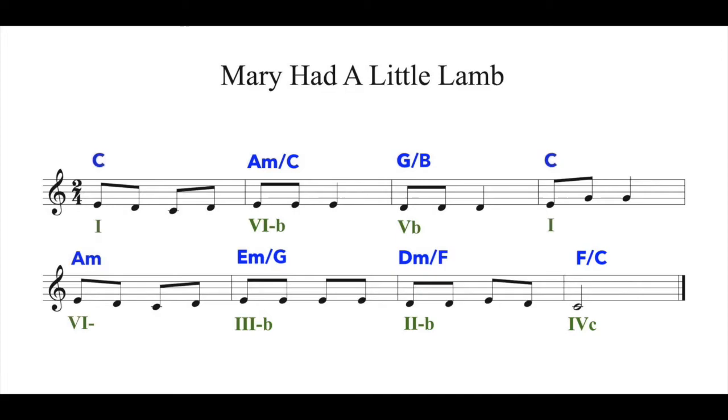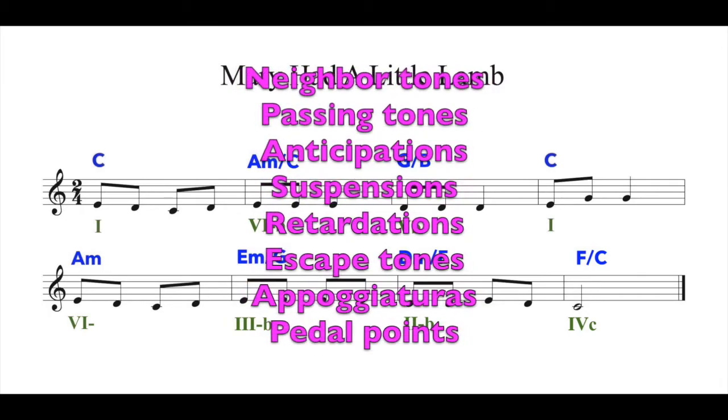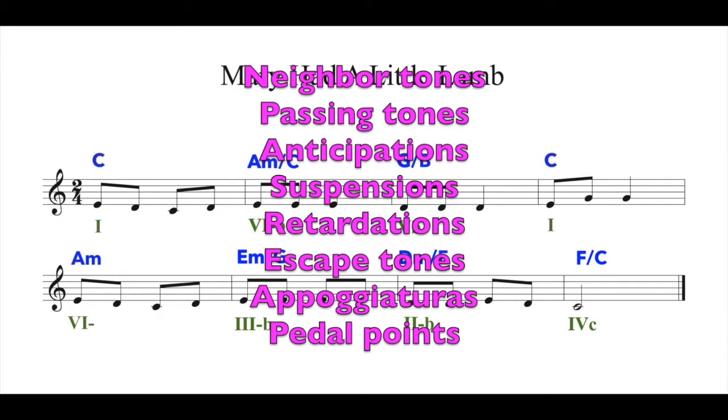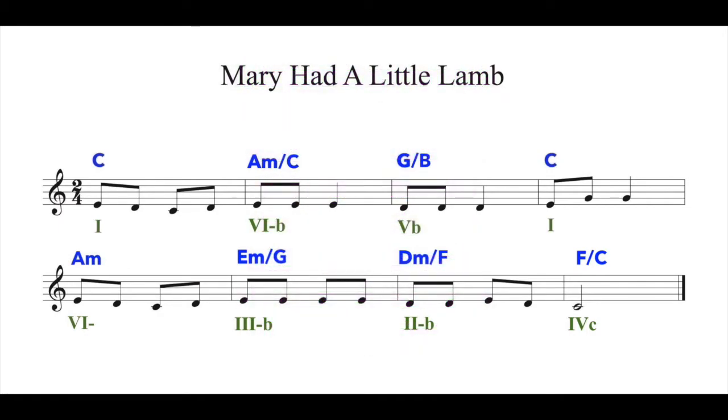Although they're a bit tangential to the topic at hand, they do help shape the harmonic experience, so they're worth mentioning. There are a slate of traditional melodic non-chord tones we could draw from: neighbor tones, passing tones, anticipations, suspensions, retardations, escape tones, appoggiaturas, and pedal points. Because the bass line is a melody in its own right, any of these can be applied to the bass.